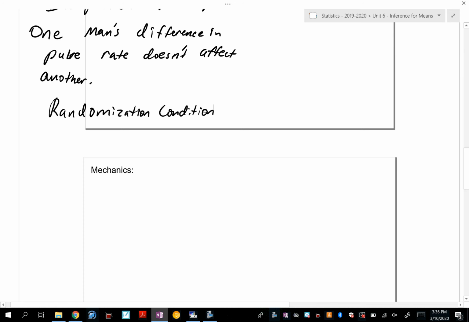Okay. The randomization condition. So because they're not random, this is where we're going to write that statement. Remember the statement? We have to assume that these men are a good representation of all the men. All right, so that's what we want to write. These 10 men are a good representation of all men.